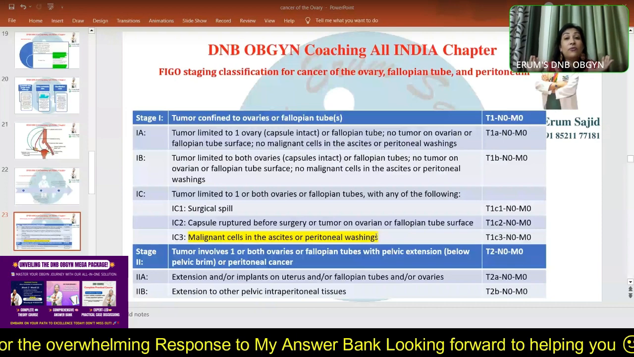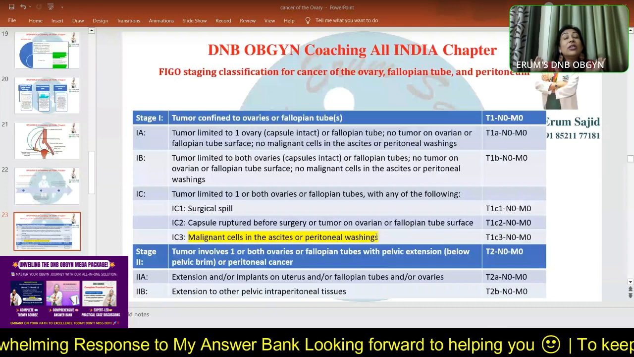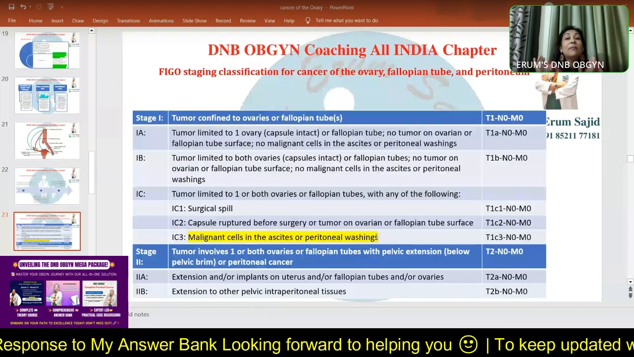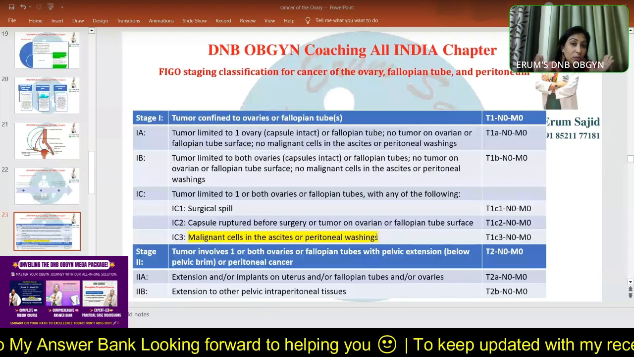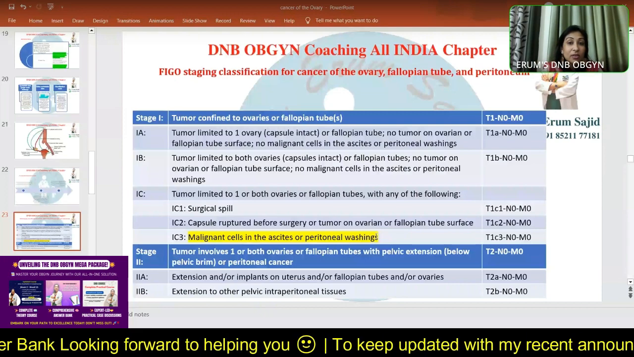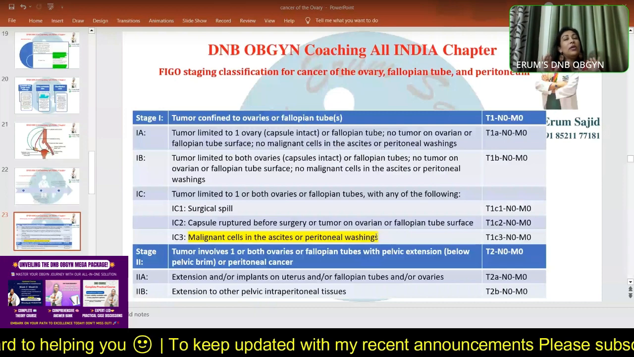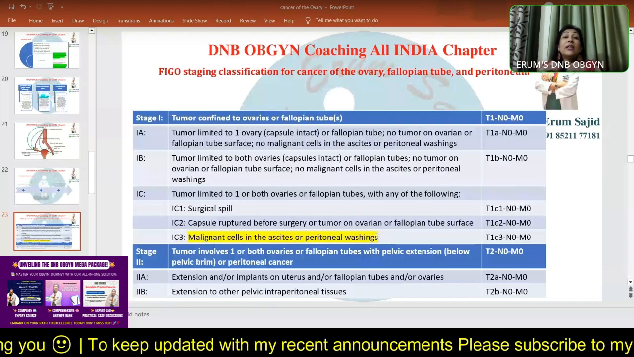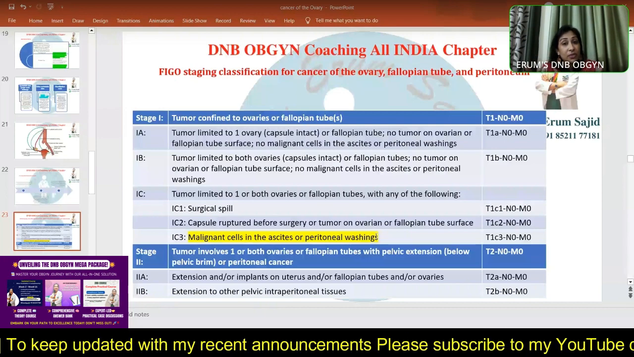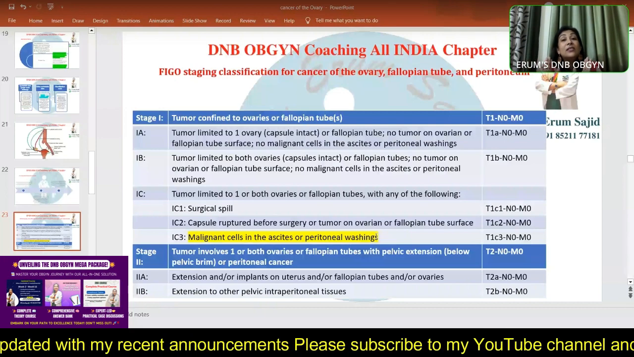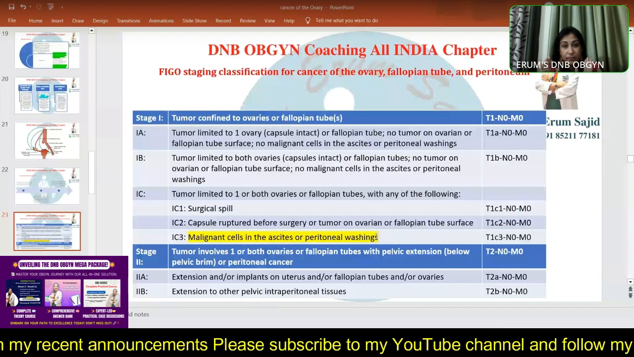So that is a very good feature, a very encouraging diagnosis for us, because that means it's stage 1 carcinoma. Don't think that because it's an ascitic fluid with malignant cells, it's some higher stage. It's still stage 1. So now you know that stage 1 is only and only related to the ovaries. Maybe the tumor has come on the surface, but it's still only on the ovaries.